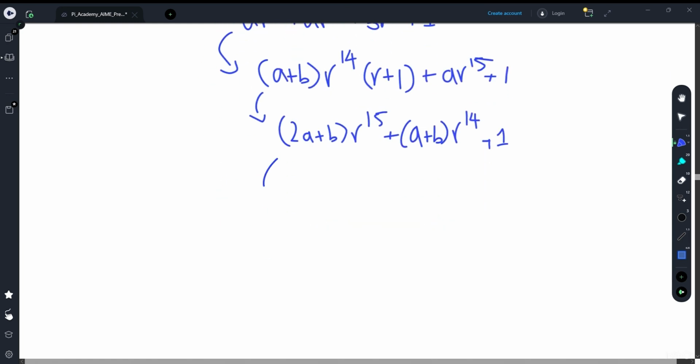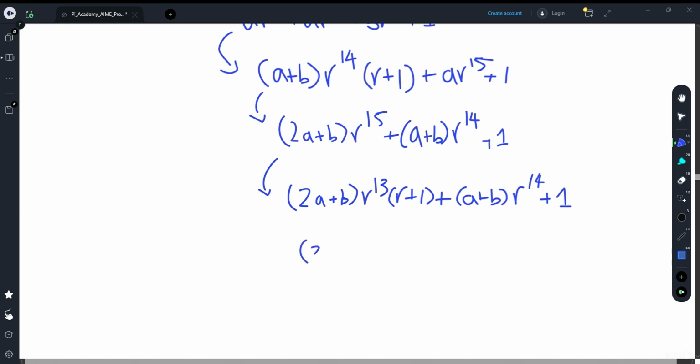Now, doing it again, we see that (2a + b)r^13 plus (2a + b)r^13 times r plus 1, plus (a + b)r^14 plus 1. Simplifying, we get (3a + 2b)r^14 plus (2a + b)r^13 plus 1. So we see that these are just Fibonacci numbers.